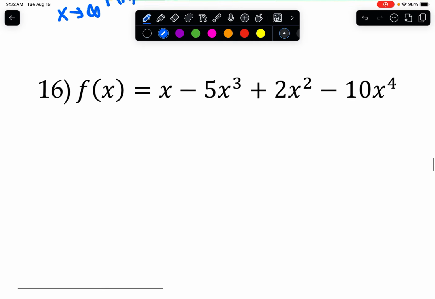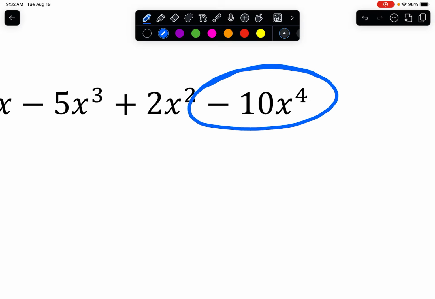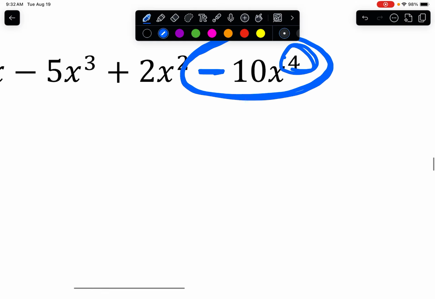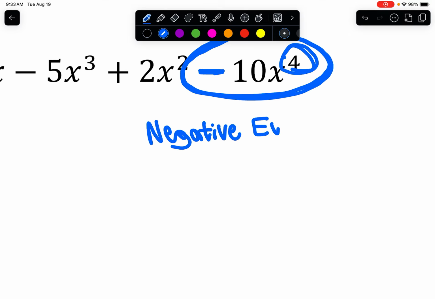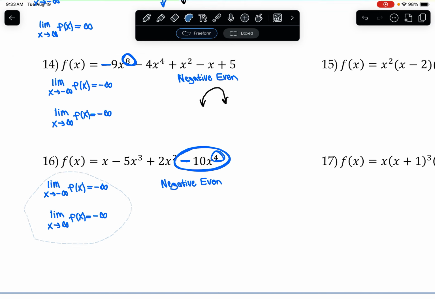Okay, now let's look at 16. So identify your leading term first. My leading term is going to be the one with the highest degree. So negative 10x to the 4th is going to be my leading term. So I have a negative, and then if I look at my degree, we have a degree of 4. So this is a negative even. Negative even is literally just copy and paste of what we did above, so I'm going to cheat a little bit and just drag and drop that end behavior. It's going to be the same thing.